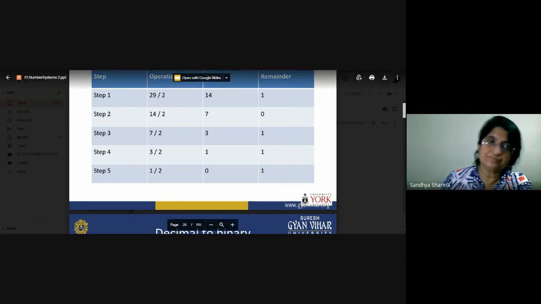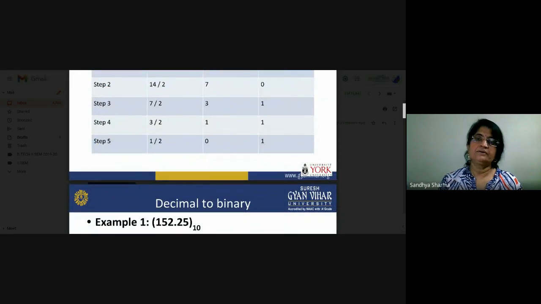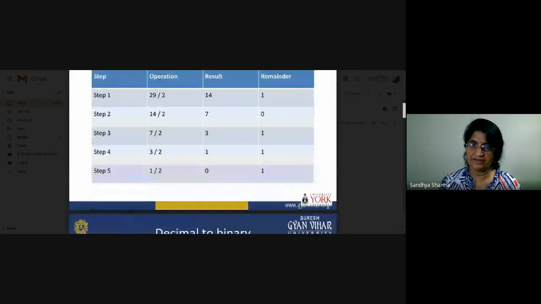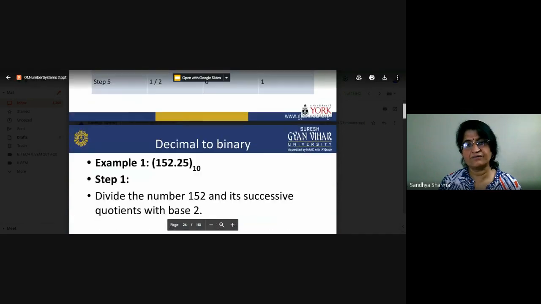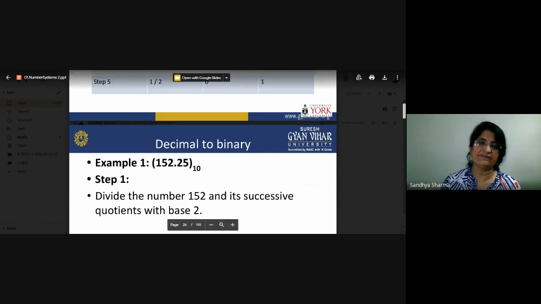That is how you can convert your decimal number into the binary system. You can read it as 11101. So this is a very basic part of your system. Now there is again a decimal to binary conversion.